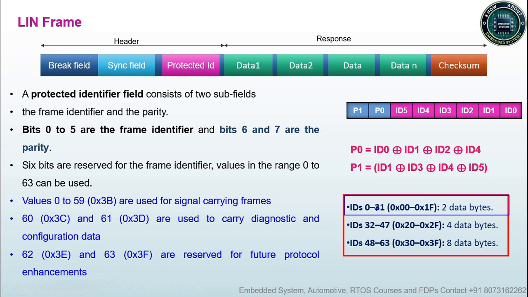If you're using any ID between 0 to 31, it carries 2 bytes of information. Whenever you're using 32 to 47, it carries 4 bytes of information. Whenever you're using 48 to 63, it carries 8 bytes of information. Like this, each message identification number or frame identification number has its own data length. So this is very important with respect to the LIN frame.